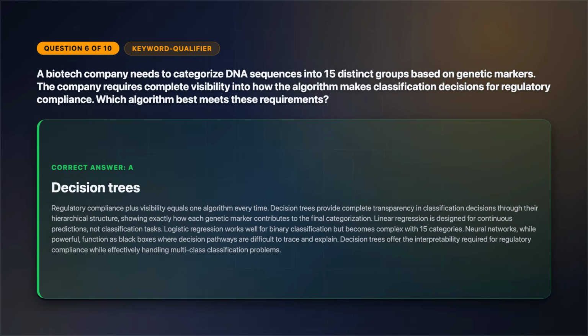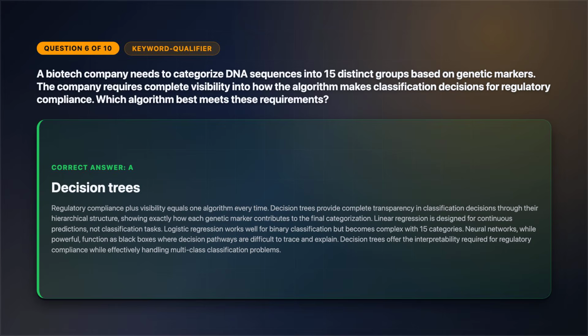Regulatory compliance plus visibility equals one algorithm every time. Decision trees provide complete transparency in classification decisions through their hierarchical structure, showing exactly how each genetic marker contributes to the final categorization. Linear regression is designed for continuous predictions, not classification tasks.